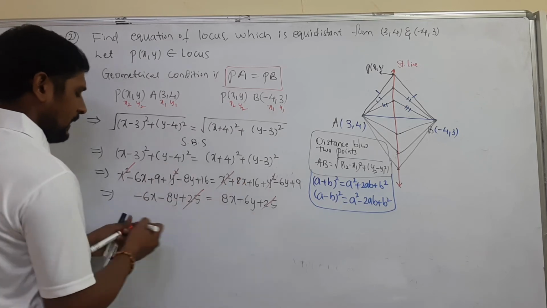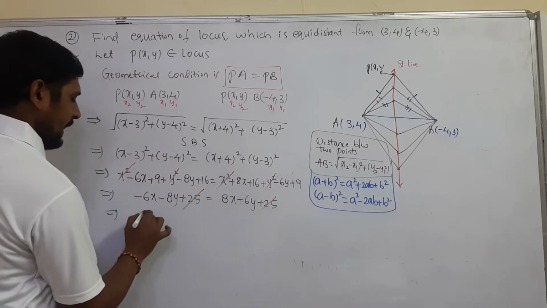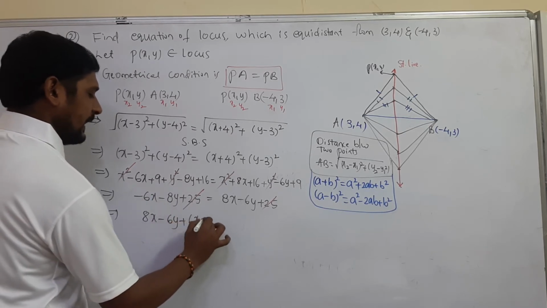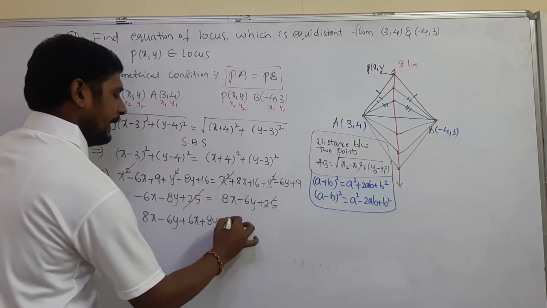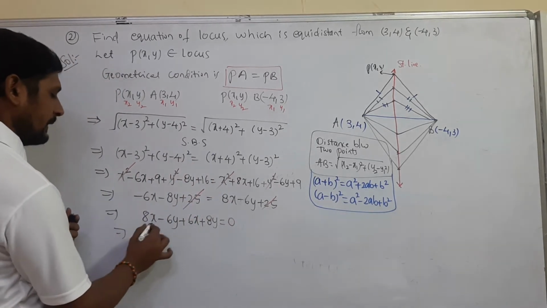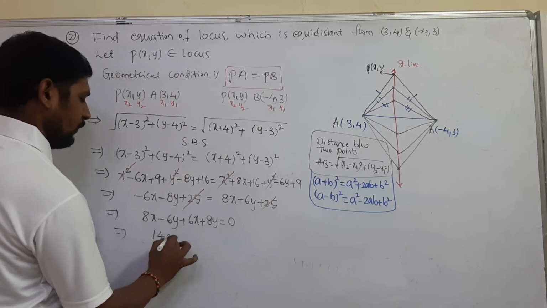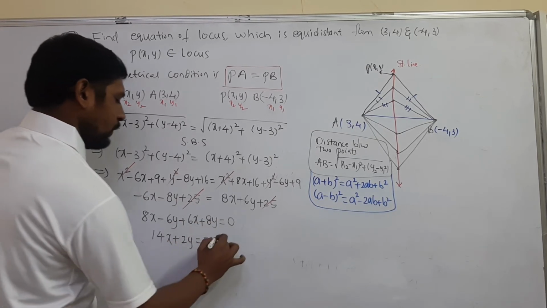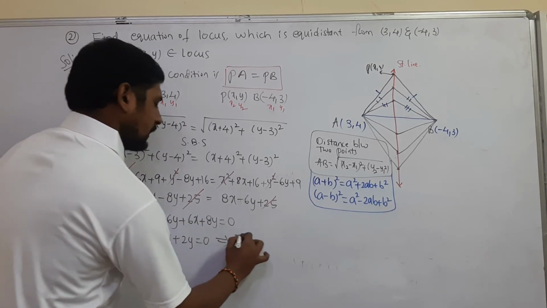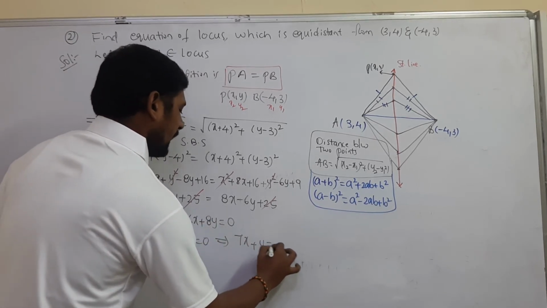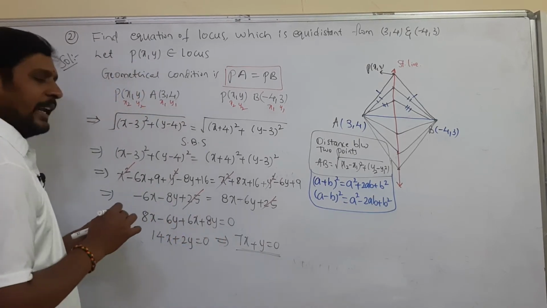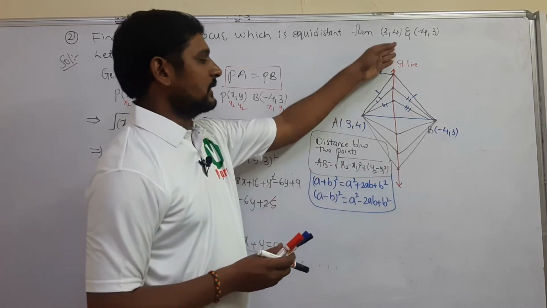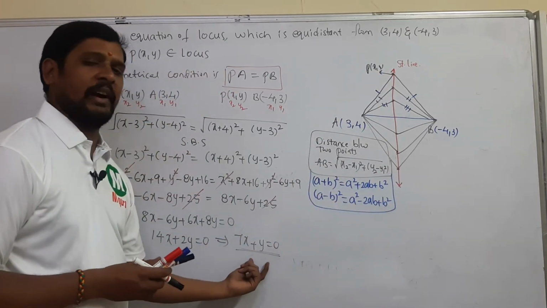Send these two terms to the right side, so what do you get? 8x minus 6y plus 6x plus 8y equals 0. Which implies 8 plus 6 is 14x, minus 6 plus 8 is 2y, equals 0. If you cancel by 2, 2 7s are 14 and 2 1s are 2, equals 0. So 7x plus y equals 0 is the required locus equation. So the straight line is 7x plus y equals 0.